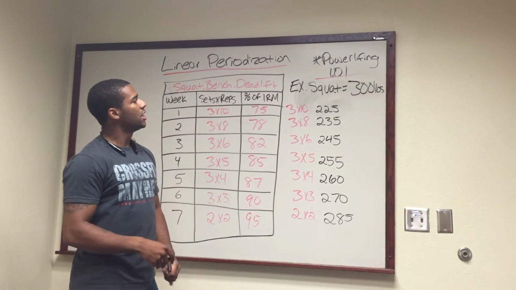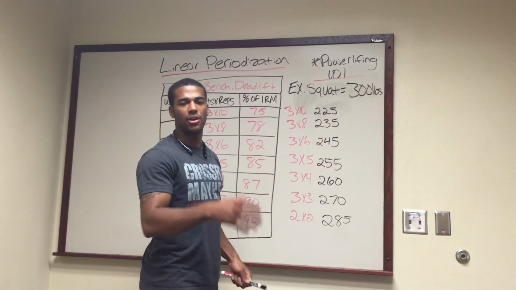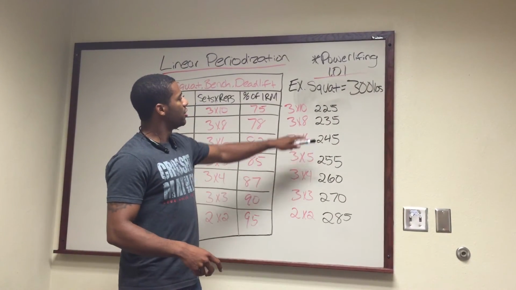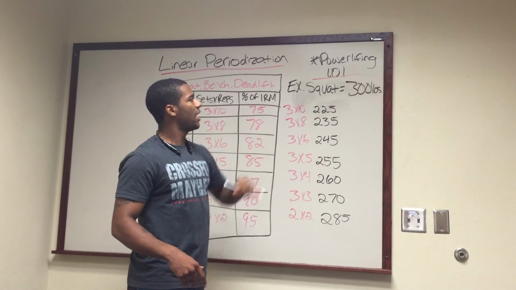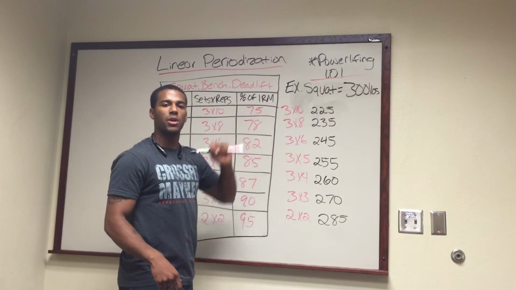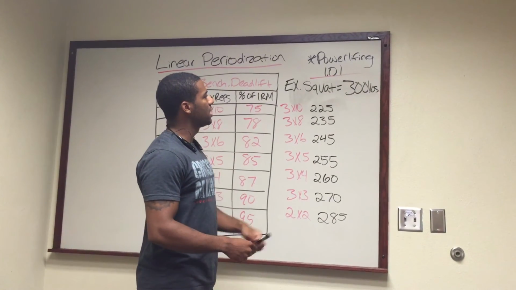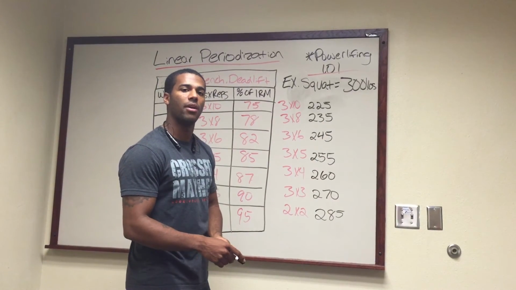Now obviously, if your squat is 500 pounds, or if your squat's higher, or your deadlift or bench press is higher, your ranges are going to be larger. So if you were looking at a 500 pound squat, this 10 pound jump might be a 20 pound jump instead. Same thing if your bench is lower, your jumps might be only 5 pounds.